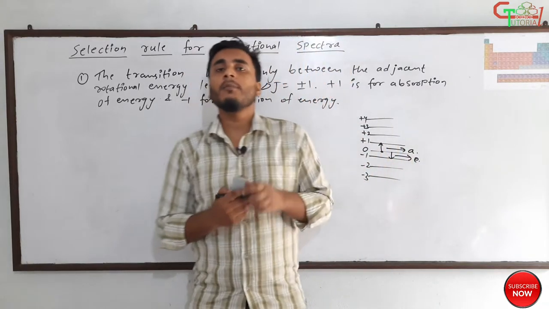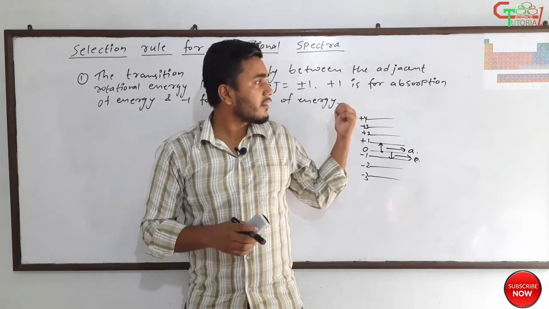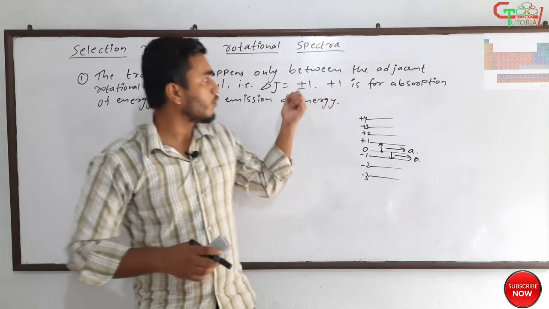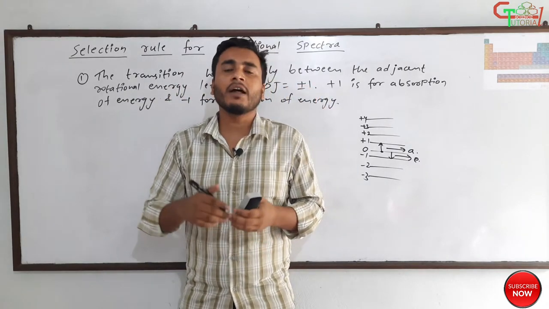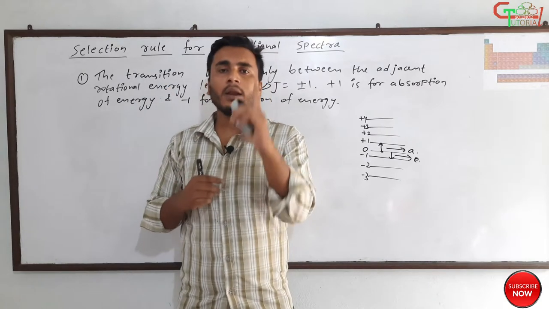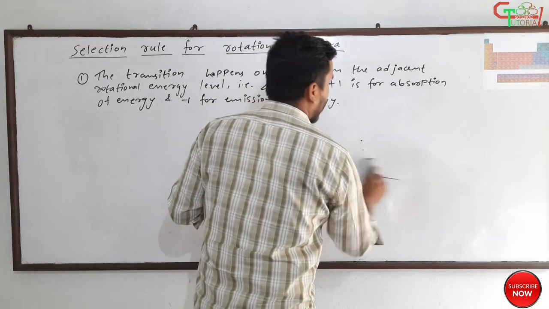So for a molecule to form rotational spectra, the transition must follow this rule, that is del J must be equal to plus minus 1. That means it should transit only to one energy level. So this is the first rule. Let me erase this part.